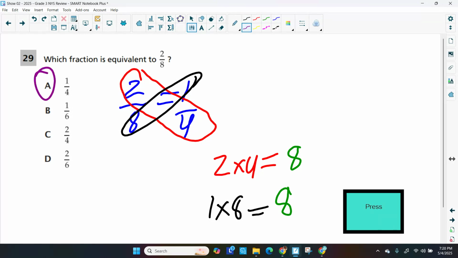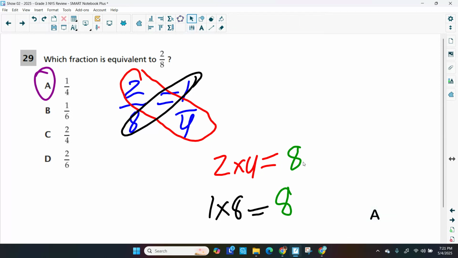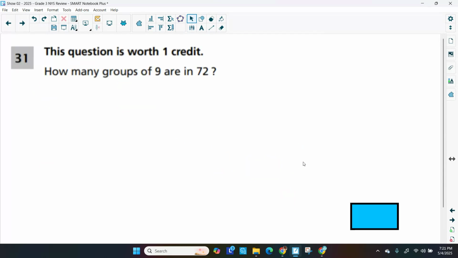A. Yeah, because if they're equivalent fractions, that means they're in proportion. So you'll be learning a little bit about proportions later. How you cross multiply, see if the cross products are equal. Good going. So let's press. The answer was A. Good. Let's move on. This question is worth 1 credit.